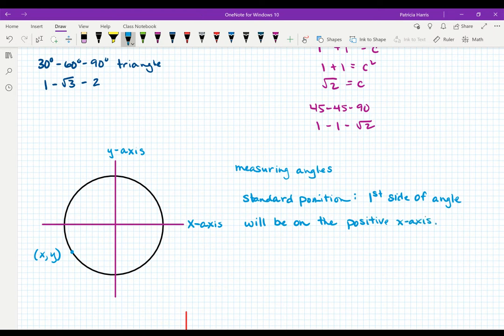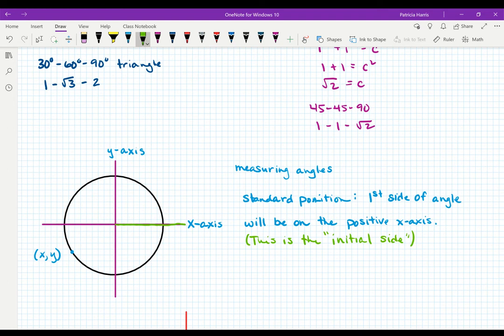Okay, so the positive x-axis is right here. Okay, so our angles are always going to start there. Sometimes you'll hear me say the initial side. Okay, so now what's going to happen is angles are measures of rotation.